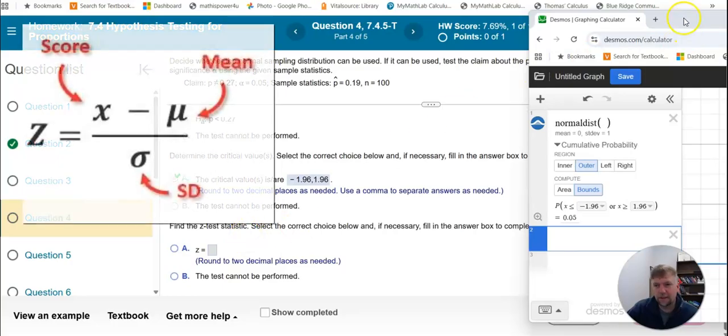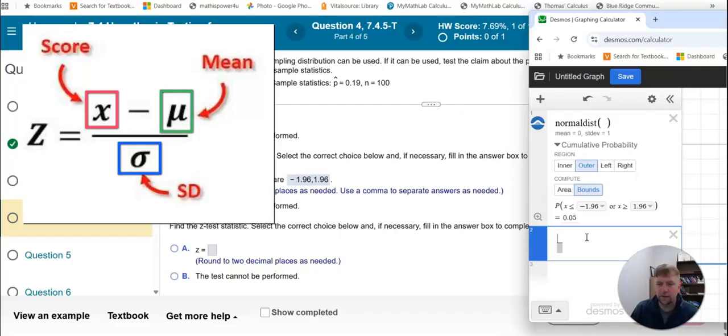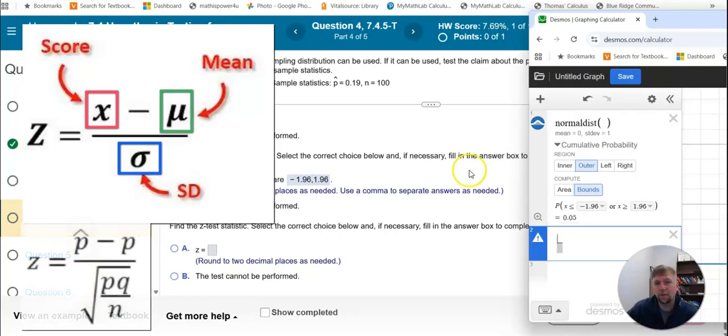So again, the test statistic is a z-score. It even writes out z equals here. A z-score is a measurement minus its mean divided by the standard deviation. So I'm going to have to divide. A measurement here, when we're talking about hypothesis tests about proportions, a measurement is a sample proportion. So that's the p hat here.